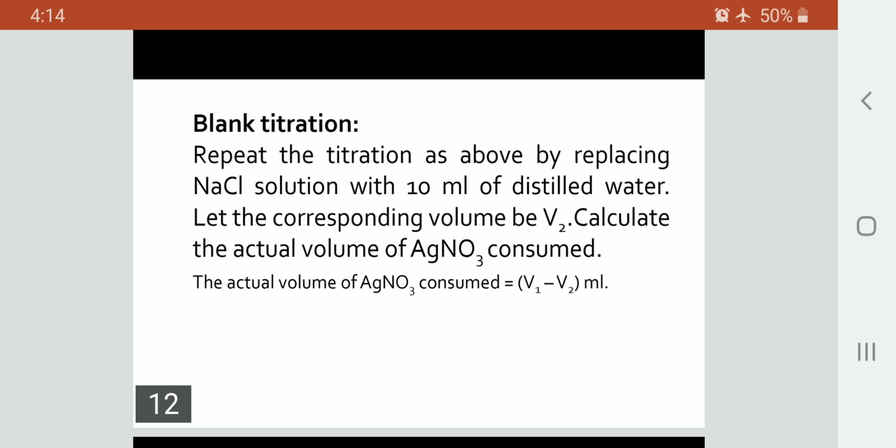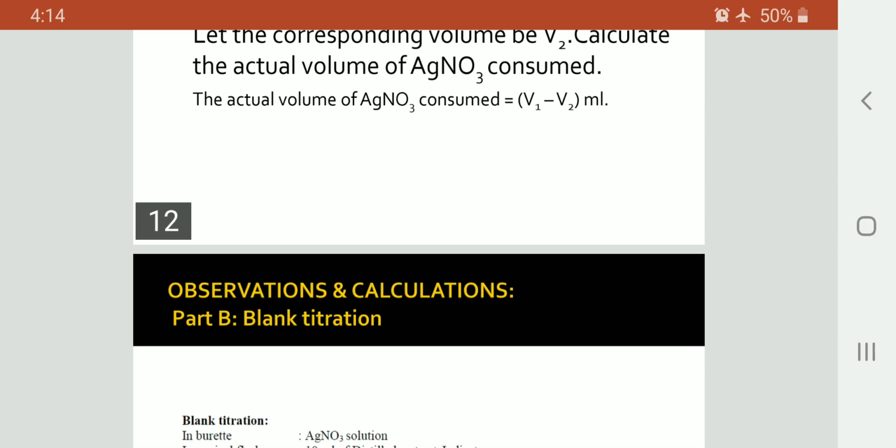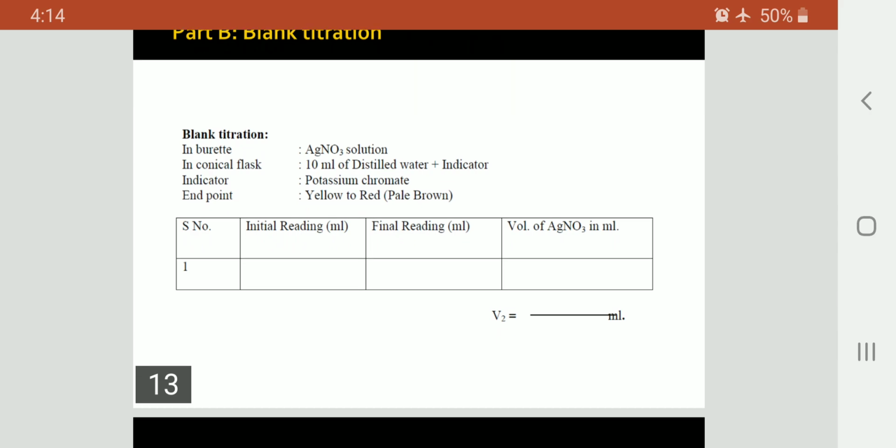So now we need to see the actual volume of silver nitrate consumed. V1 minus V2, where V2 is the value we have got through the blank titration, will give us the actual volume of silver nitrate which is consumed. So in the observation table for the blank titration, write the initial reading and the final reading which you have obtained. Subtract final minus initial, you are going to get the volume of silver nitrate, and put this value as V2.